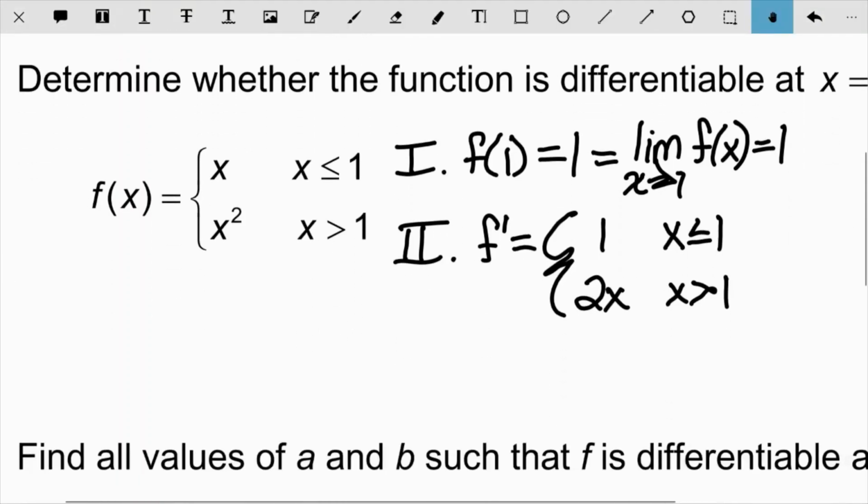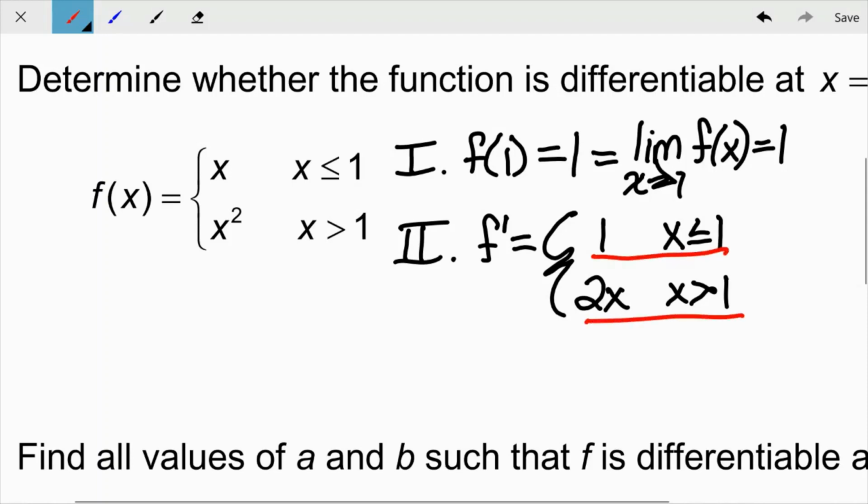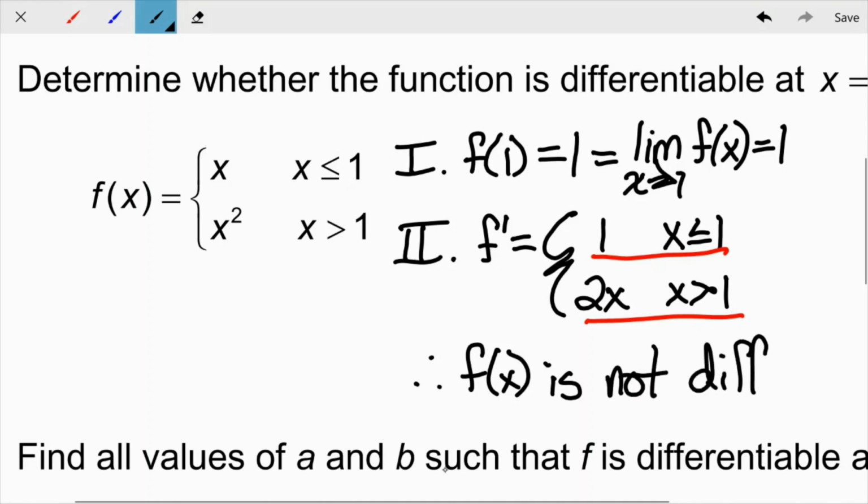Now, for differentiability at x equals 1, we need to see the left-hand derivative equal to the right-hand derivative. So this rule should give me the same thing as this rule when x is equal to 1. You can see that the left-hand derivative is 1, whereas the right-hand derivative is approaching a value of 2. So in this case, we could say, therefore, f of x is not differentiable at x equals 1.